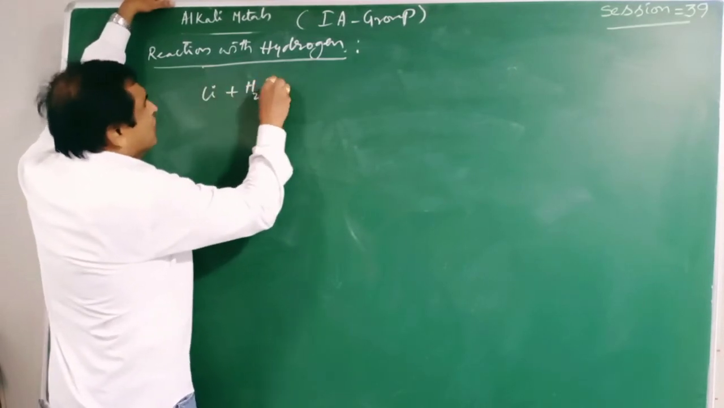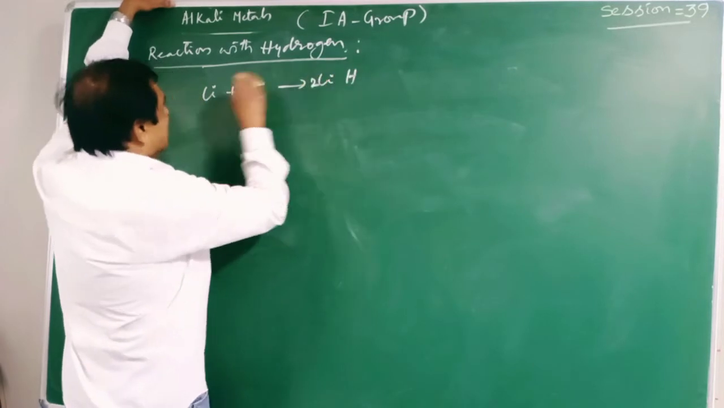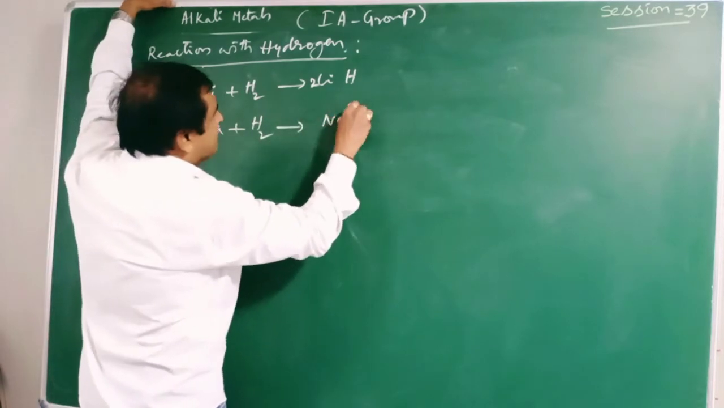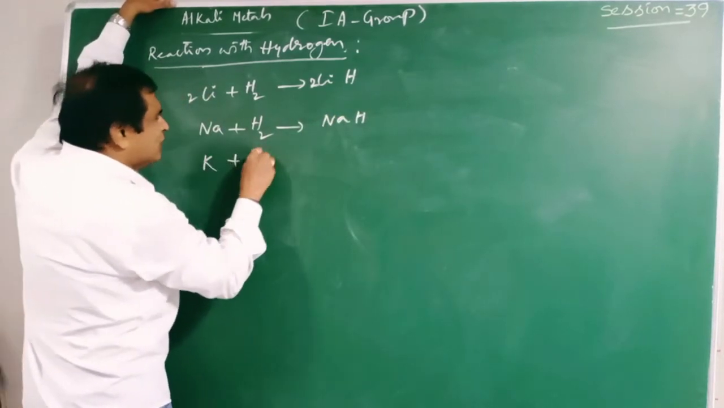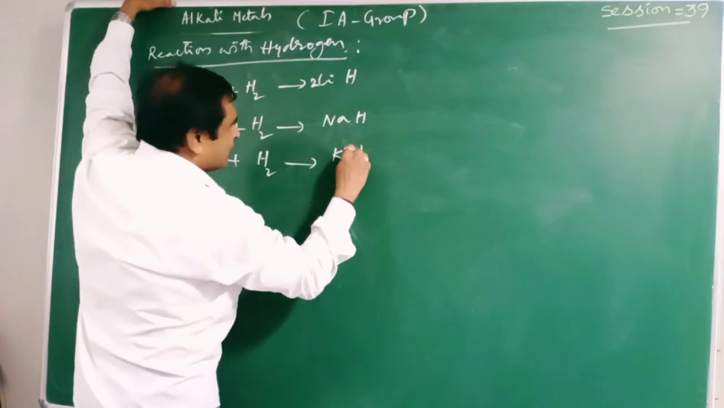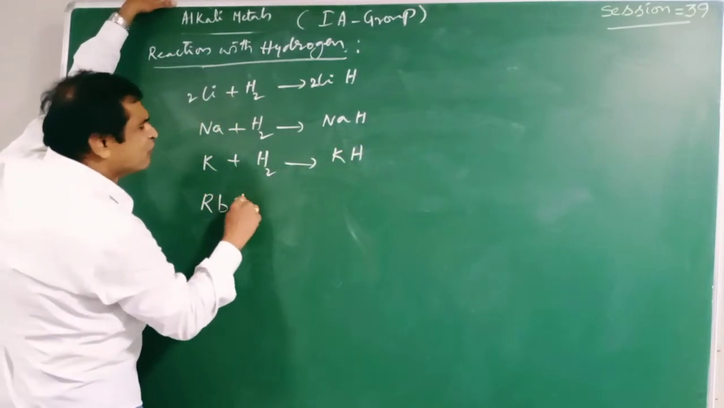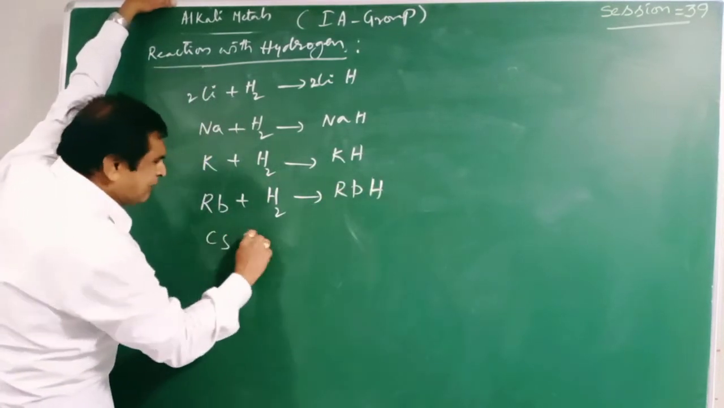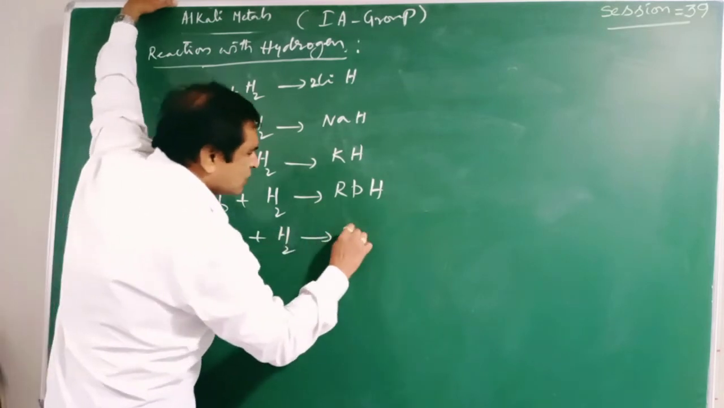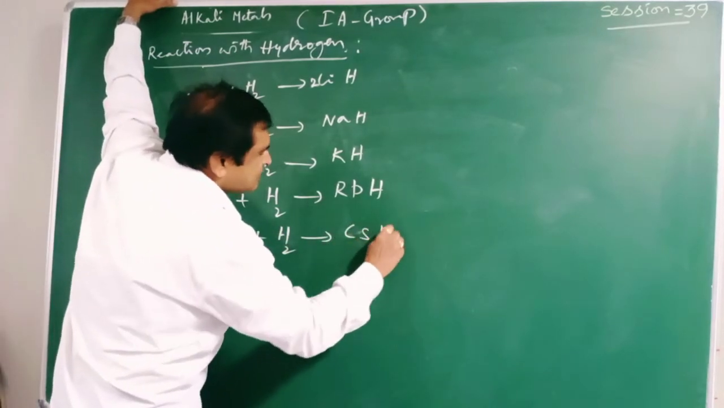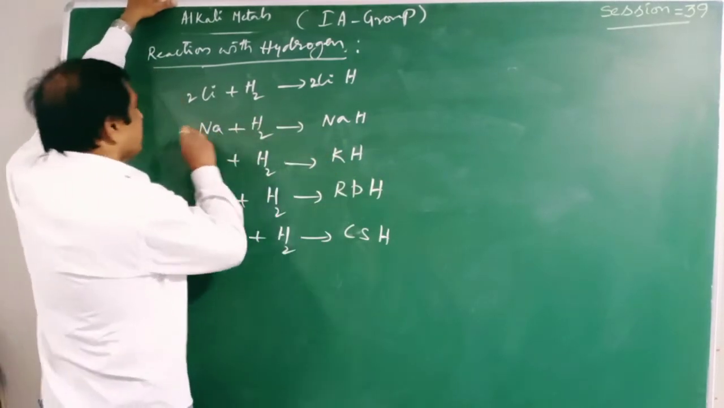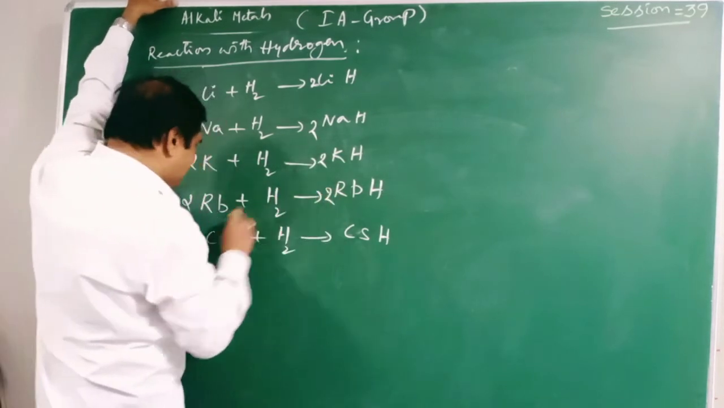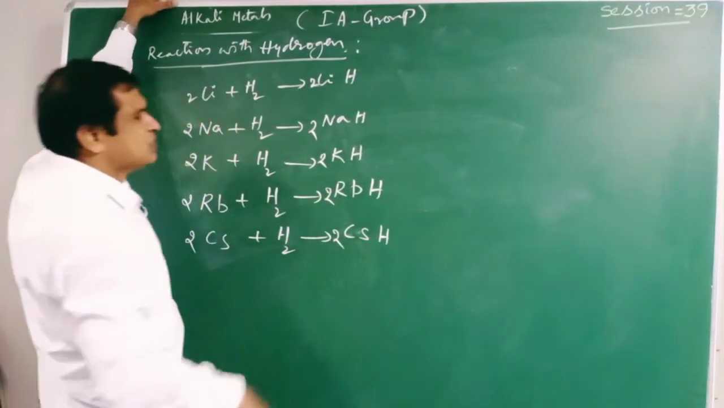Lithium with hydrogen forms lithium hydride. Similarly, sodium with hydrogen forms sodium hydride. Potassium with hydrogen forms potassium hydride, and rubidium with hydrogen forms rubidium hydride. Similarly, cesium also reacts with hydrogen and forms cesium hydride. Let us balance them: 2 potassium, 2 rubidium, 2 cesium.